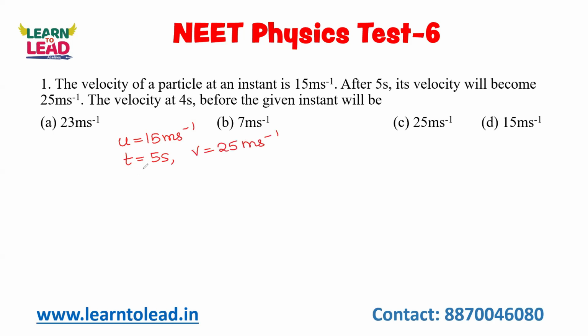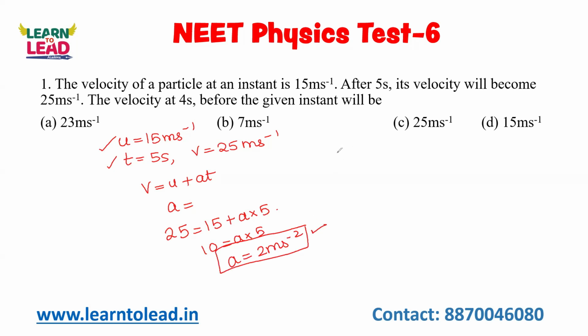So initial velocity u, and always you should take final velocity as v. And the time taken is 5 seconds. They are asking what is the velocity at 4 seconds before the given instant. See, having u, v and t, we can use the formula v is equal to u plus at. That is the first equation of motion we can use, and using it we can calculate the value of acceleration. So substitute all the values. v is 25, u is 15 and acceleration into time taken 5. So 10 is equal to a into 5, and acceleration is equal to 2 meter per second square.